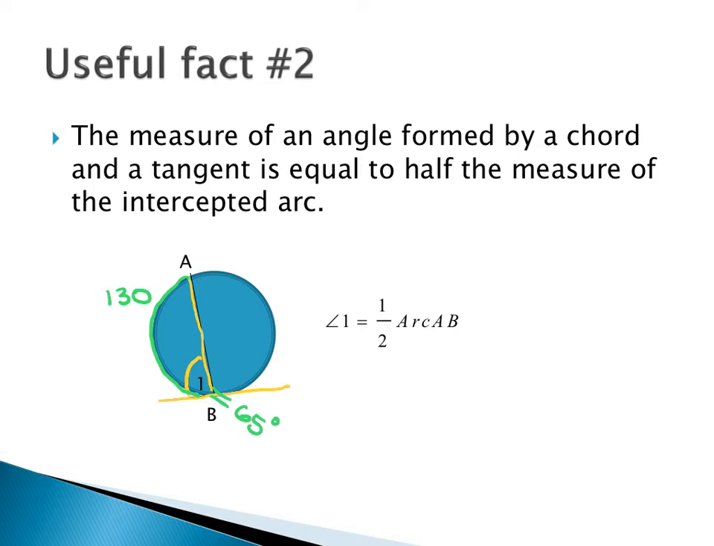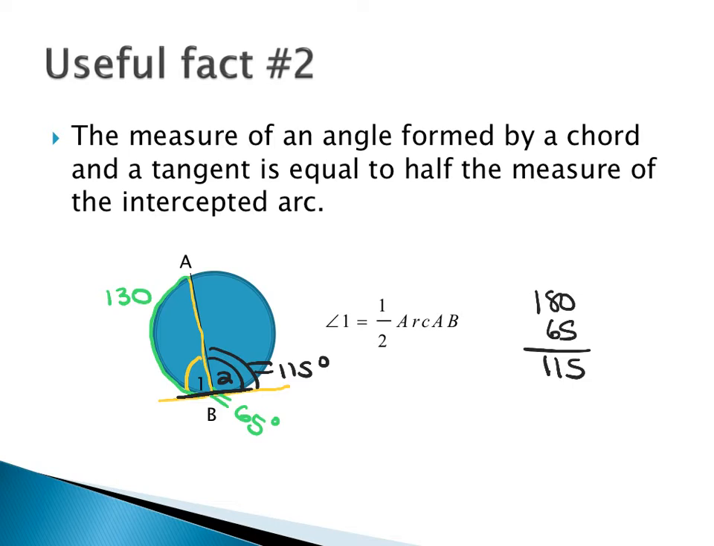Now, let's say I put a little 2 here, and I said, find this measure. So to do this one, there's several things I can do here. I could realize that 1 and 2 together are sitting on a straight line. That's probably the easiest way. So subtract it from 180. And I can find out that the measure of angle 2 equals 115.